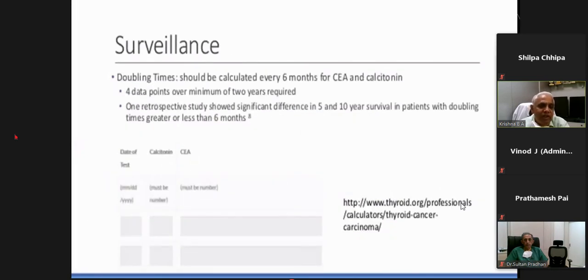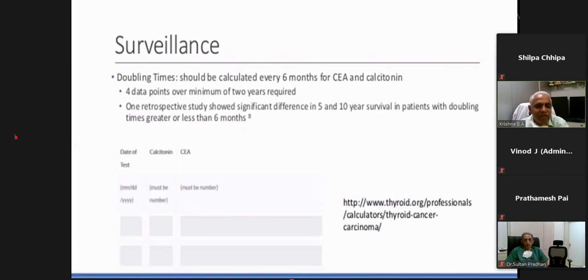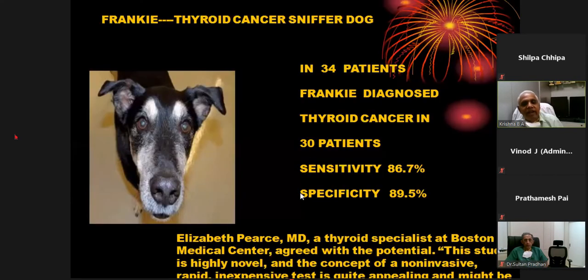Surveillance, how do we do surveillance? Doubling time of calcitonin and CEA, very critical every 6 months. As the doubling time decreases, the disease progression will be rapid. So this is a very important point to remember, the estimation of CEA and calcitonin.